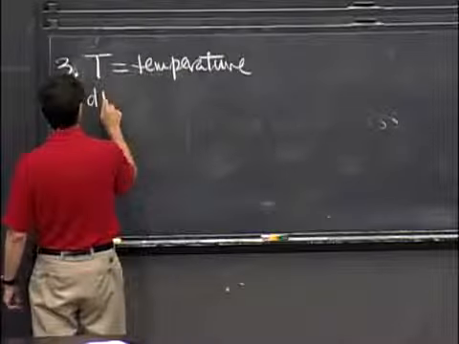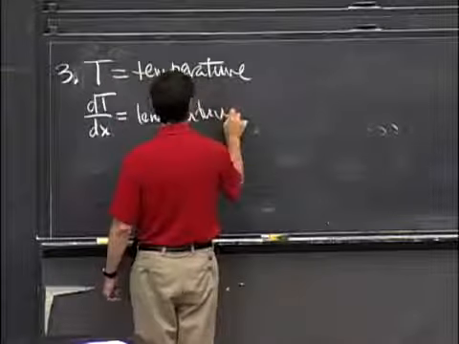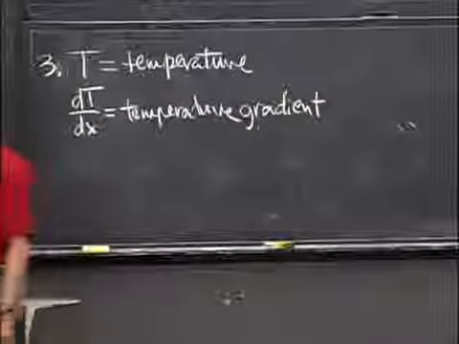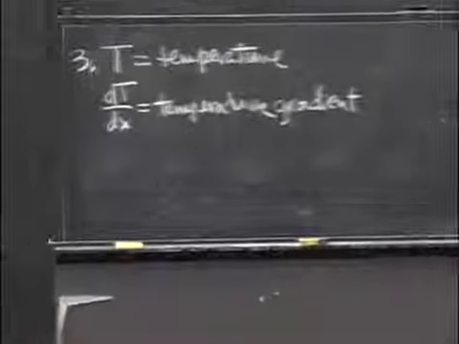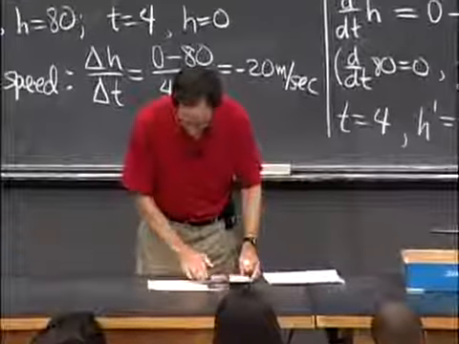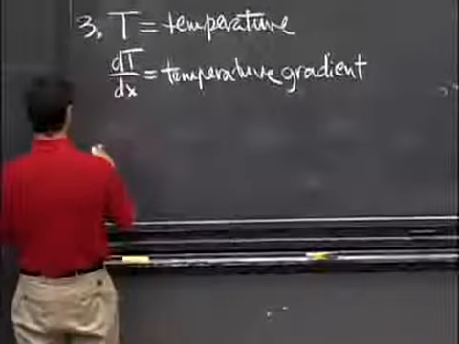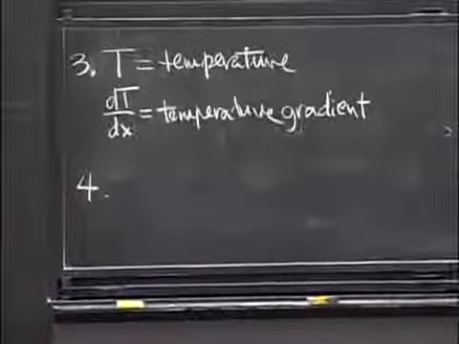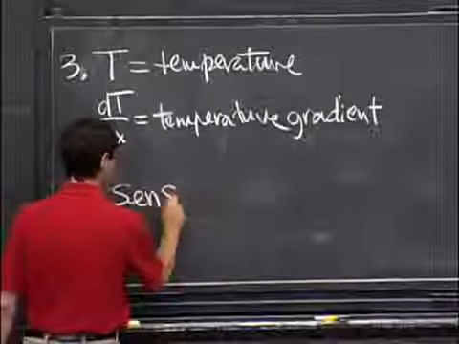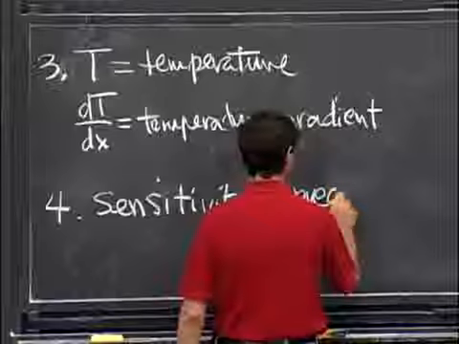And then dT/dx would be what is known as the temperature gradient, which we really care about a lot when we're predicting the weather, because it's that temperature difference that causes airflows and it causes things to change. And then there's another theme throughout the sciences and engineering, which I'm going to talk about under the heading of sensitivity of measurements.